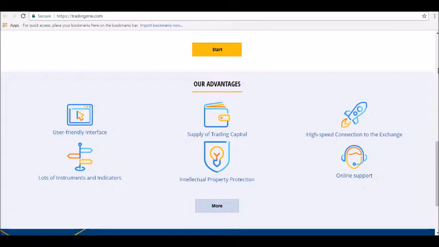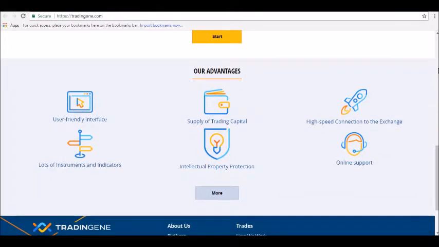Tradingene features. Tradingene advertises all of the following features. First, user-friendly interface. Multiple instruments and indicators. Gain access to trading capital if you design a good robot. Intellectual property protection, high-speed connections to exchanges, and online support.